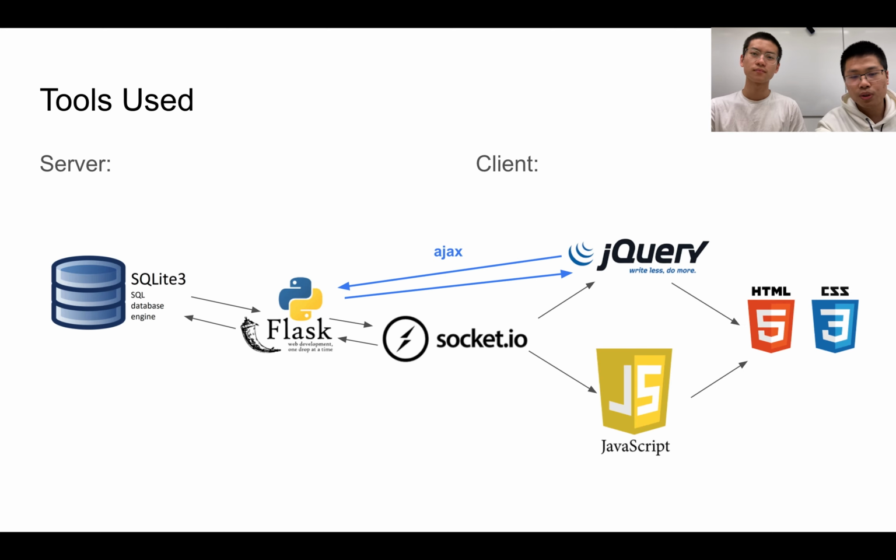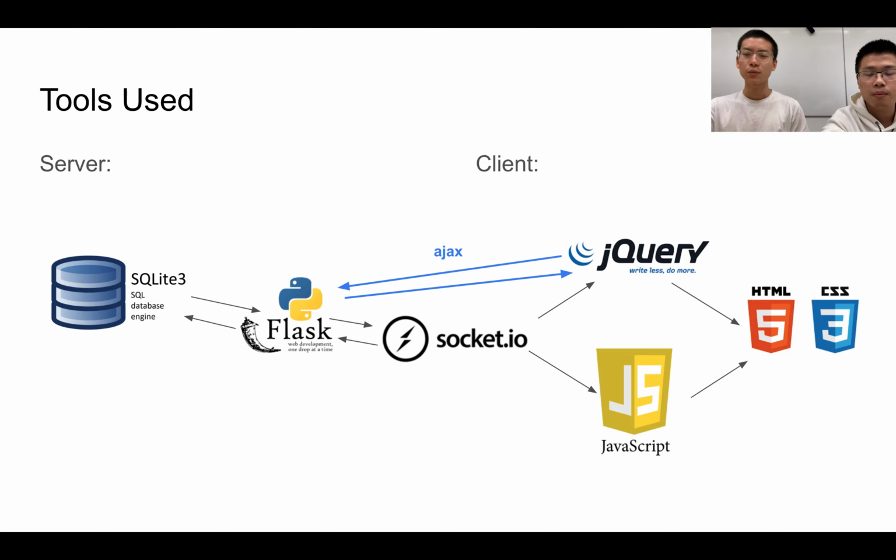So those are the tools we use for our project. On the server side, we mainly use SQLite 3 and Flask. We use Flask to write our server for this chat app, and we use SQLite 3 as our database. The reason we chose it is because it is easy to configure, because we only manipulate a local file instead of connecting to a database server.